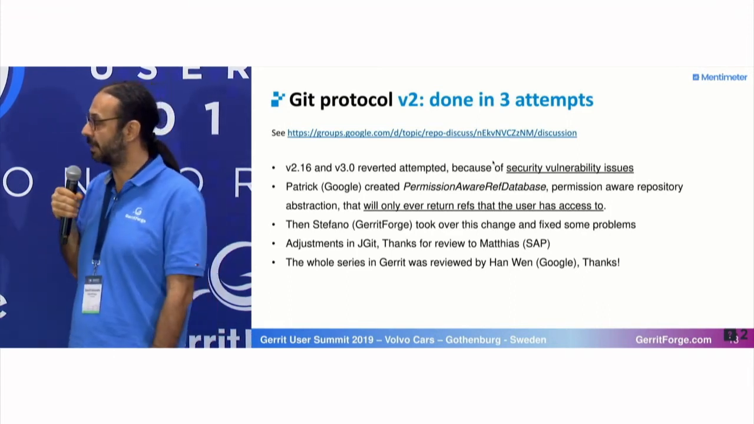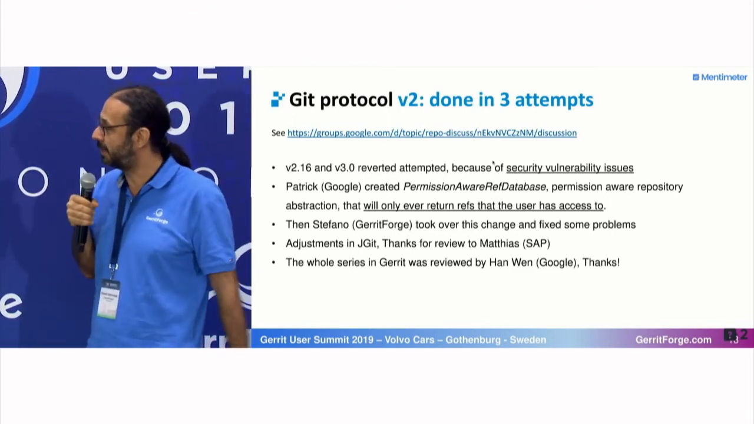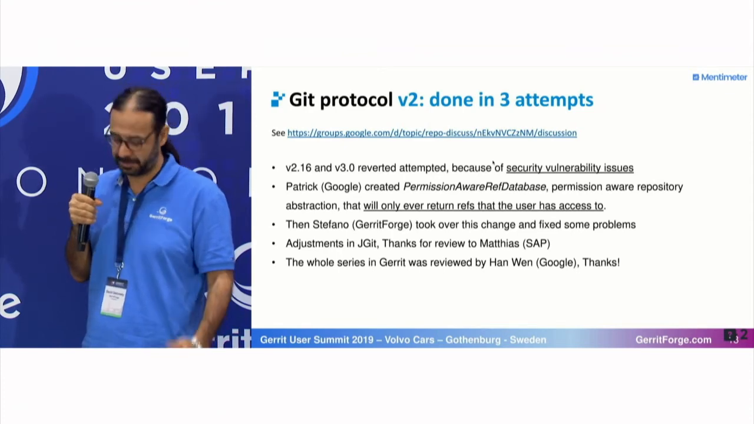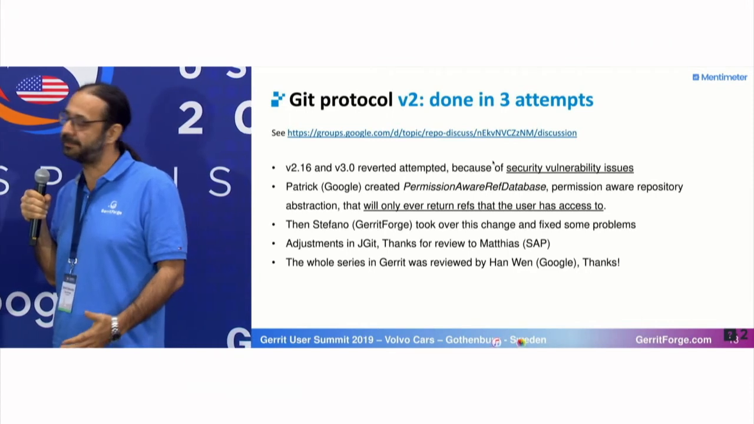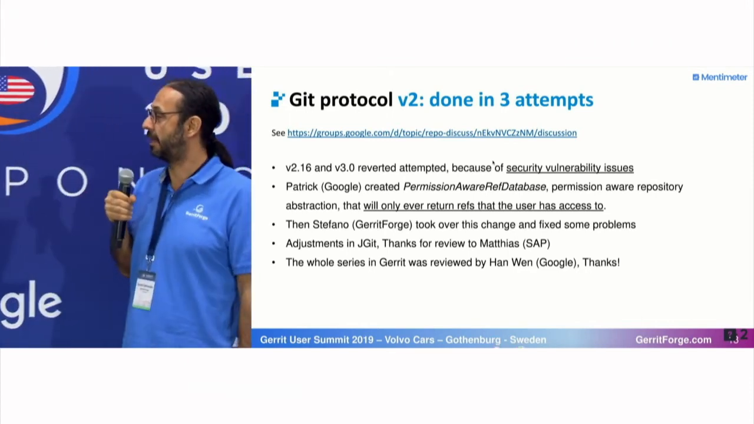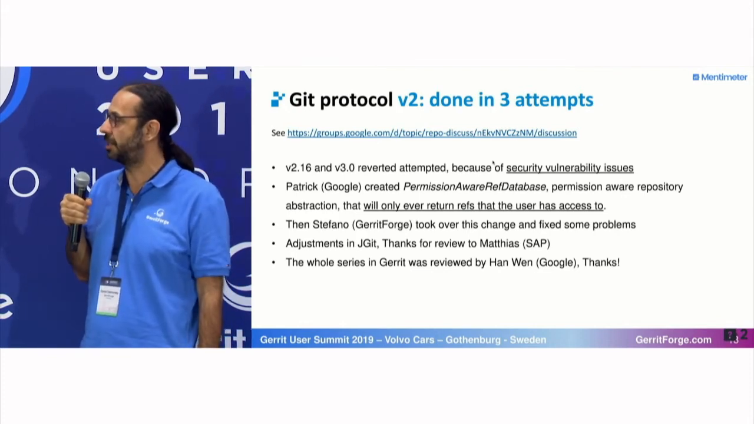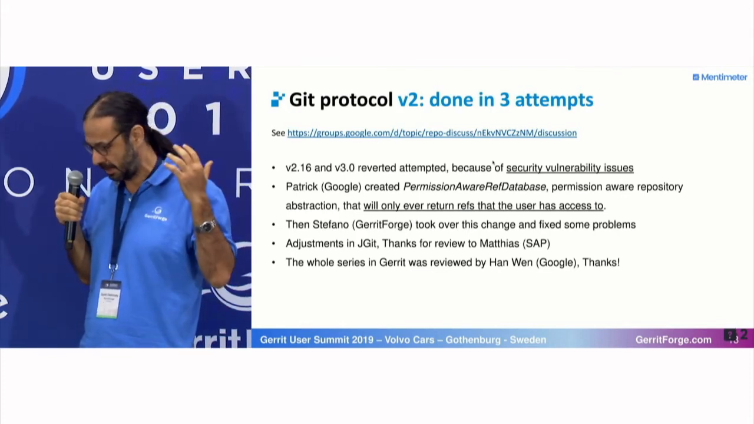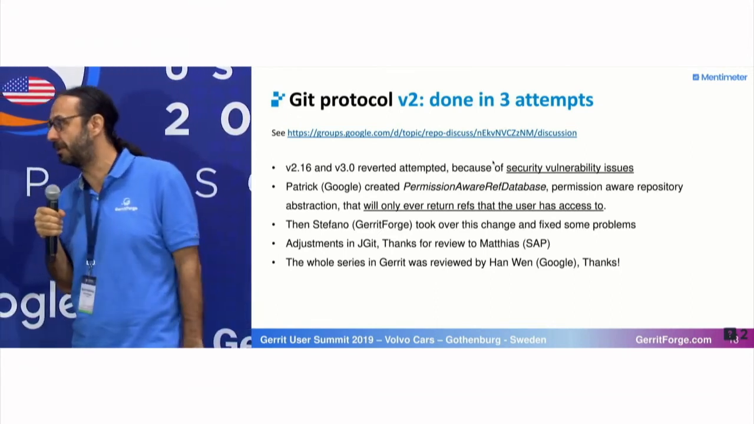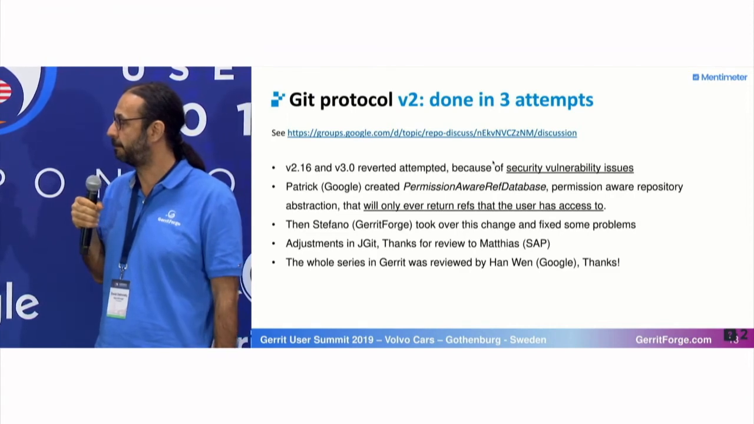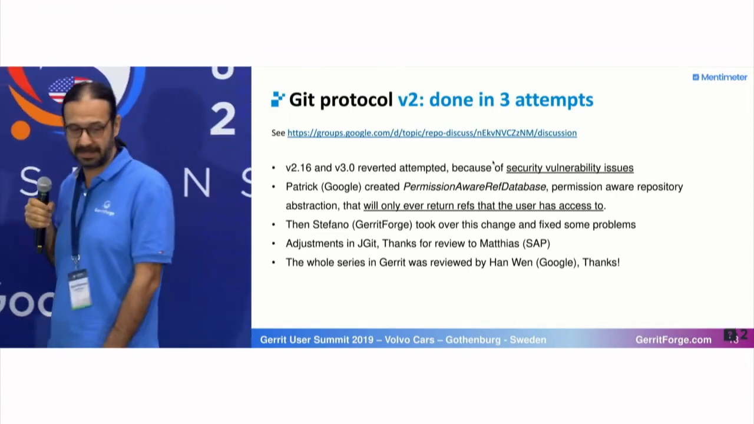working in Gerrit. And thanks to Patrick, he added a permission-aware ref database, which only sends the refs if a user has access. Then Stefano helped polish this change, and then we figured out that some changes also had to be done in JGit. Thanks Matthias for the review, it was approved, and thanks to Hanwen for all the reviews on the Gerrit side.